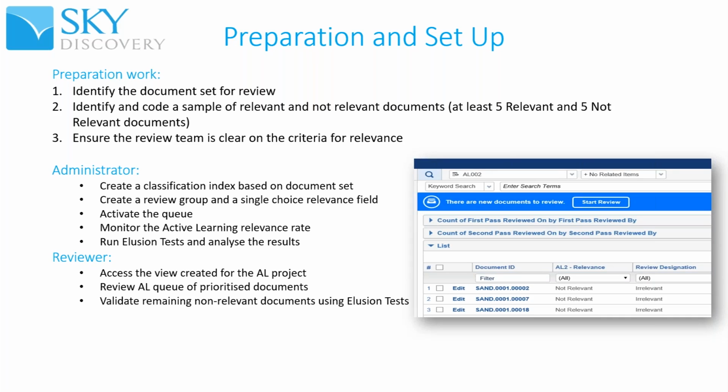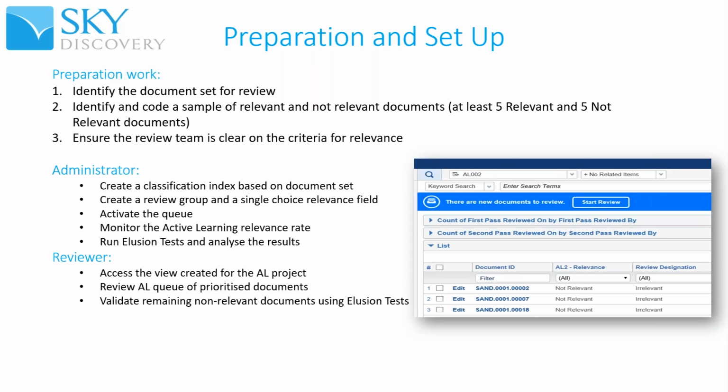These coding decisions just help the Active Learning project to have a starting point to determine what it can prioritize in the queue from the very beginning, rather than serving up almost random documents to see how you code those first few. The third step is simply to ensure that the review team is clear on the criteria for relevance. They don't need to be choosing and submitting any example documents, and they don't need to be completing any training rounds. Once these 3 steps have been completed, we're pretty much ready to get going on the project.